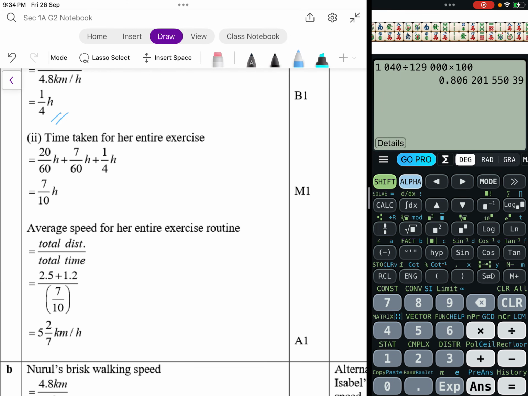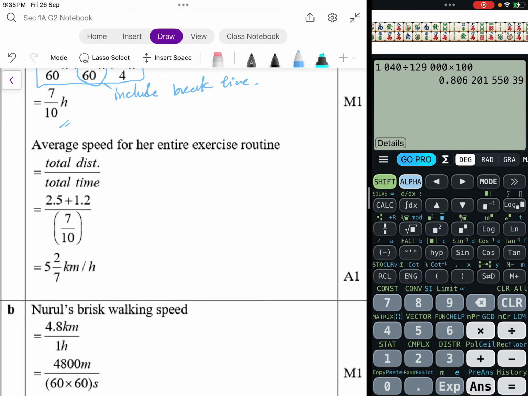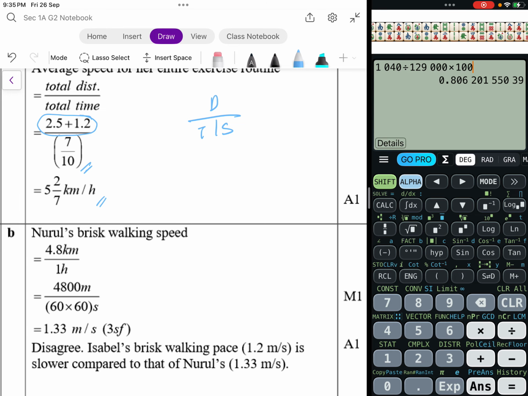Then calculate the average speed for the entire exercise. So you need to include the break time also, because they are talking about total time. This should be the total time for the entire exercise, including the break. Convert to hours, should be 7 over 10 hours. Then for average speed, find the total distance, divide by total time, and you get your average speed. So always remember distance, time, speed. Distance divided by time to get speed, distance divided by speed to get time, and time times speed to get distance.